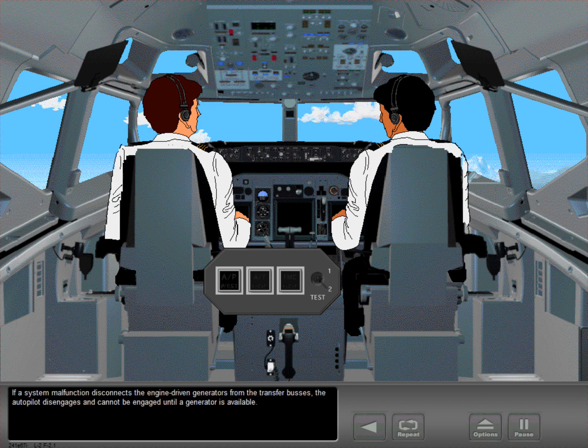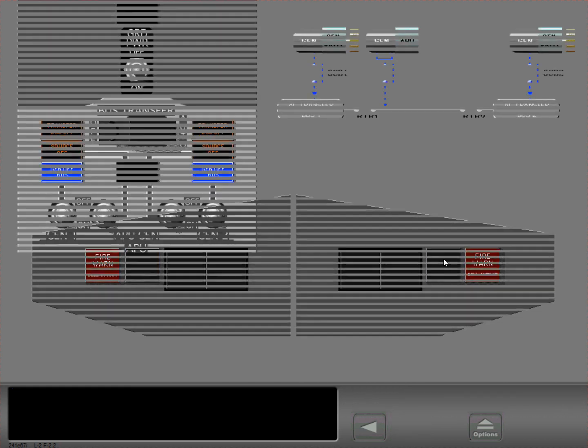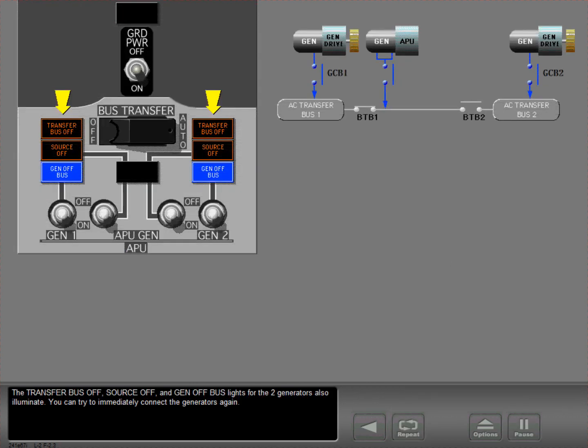If a system malfunction disconnects the engine-driven generators from the transfer buses, the autopilot disengages and cannot be engaged until a generator is available. The master caution lights and the electrical system annunciator light illuminate. The remaining system lights are related to other de-energized items. The transfer bus off, source off, and generator off bus lights for the two generators also illuminate.